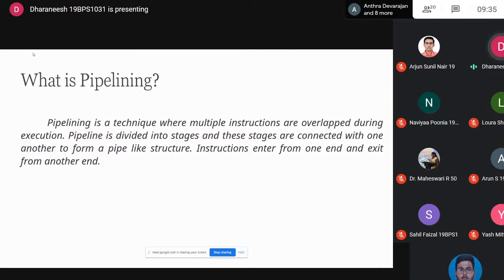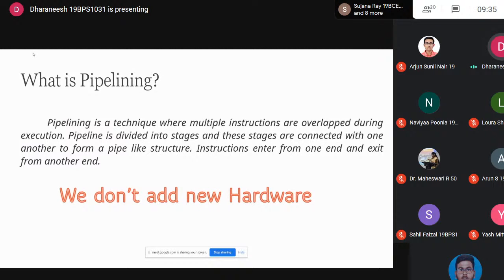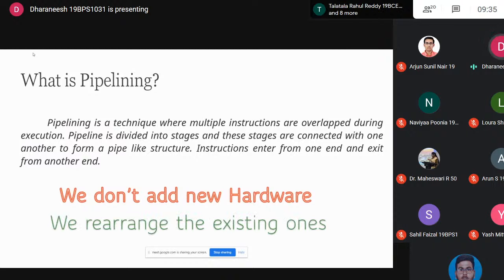Basically, multitasking is very essential, and this is how it is achieved: the pipeline is divided into stages, and these stages are connected with one another in the form of a pipe-like structure. That is why it is called pipelining. The instructions enter from one end and exit from the other end, just like in a pipe. And the most important thing to mention is that we don't add new hardware to the system, but we rearrange the existing hardware to increase the performance of our system.